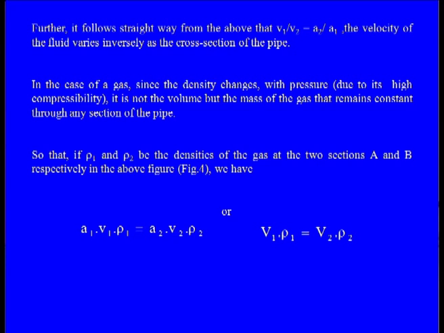So, let rho 1 and rho 2 be the densities of the gas at the two sections A and B respectively. In that case A1 V1 rho 1 equal to A2 V2 rho 2, or, calling A1 V1 capital V1, which is the volume flow, V1 times rho 1 equal to V2 times rho 2.